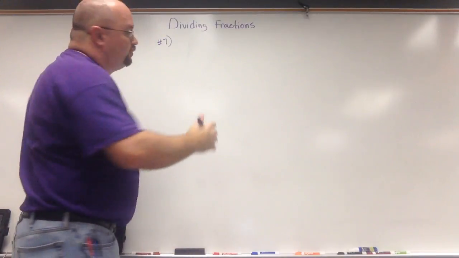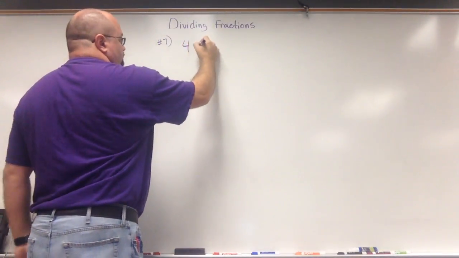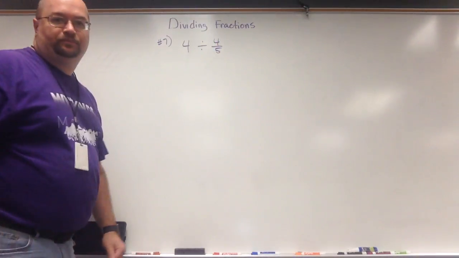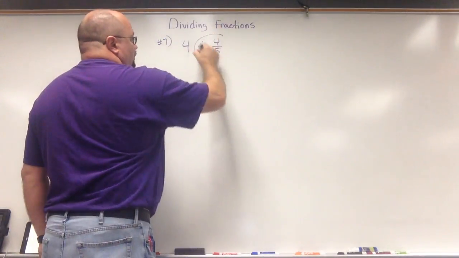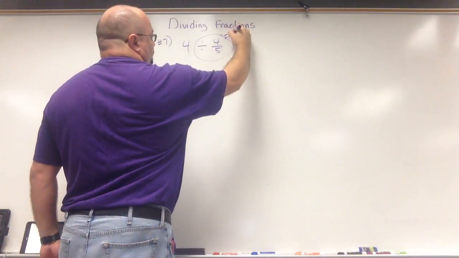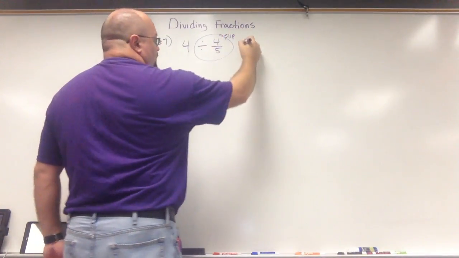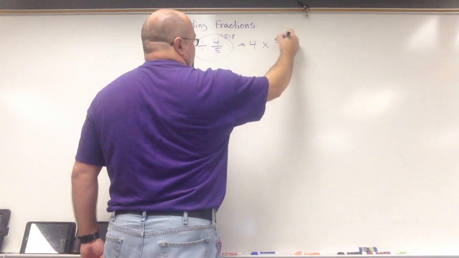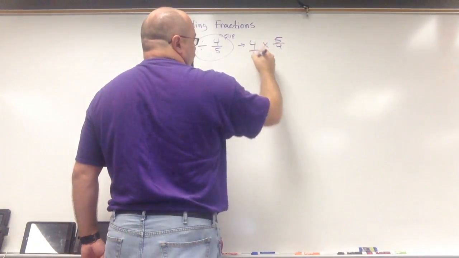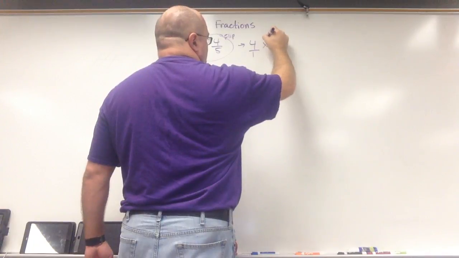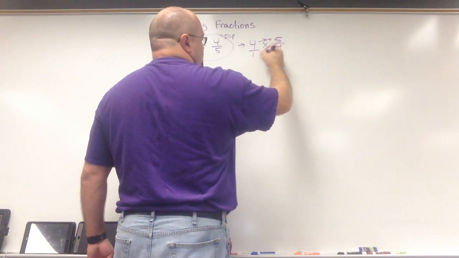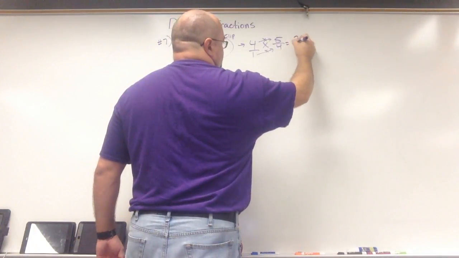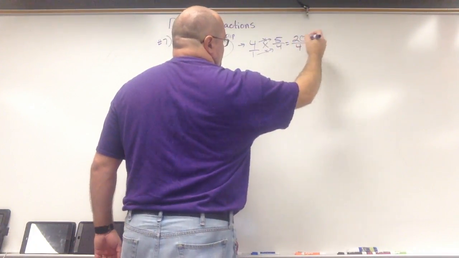So number 7 is 4 divided by 4/5. Okay. I'm going to flip it because I'm dividing. So that's going to end up being 4 times 5/4. So remember, this is 4 over 1. Multiplying my numerators, multiplying my denominators, and I'm going to get 20 over 4.